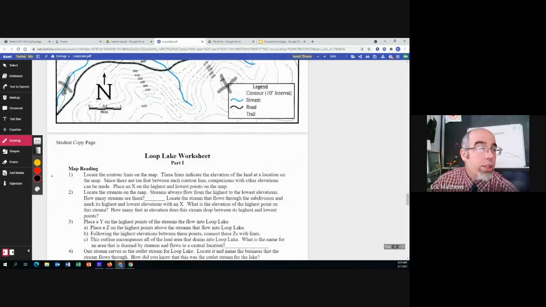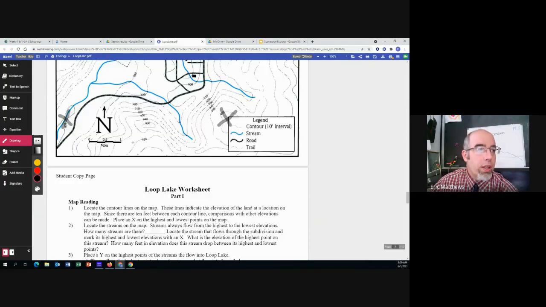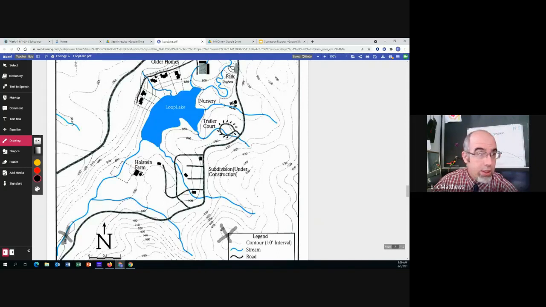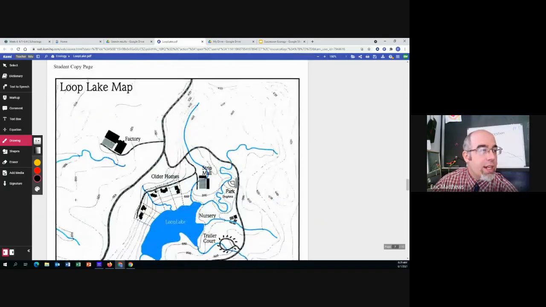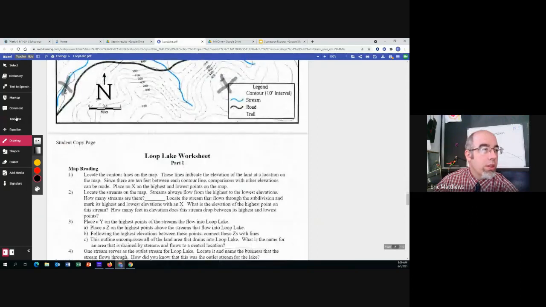Now, locate the streams in the map. Streams always flow from high to low. Water moves downhill. How many streams are there? No problem. We come up the blue lines. So there's 1, 2, 3, 4, 5, 6, 7, 8, 9 total streams.